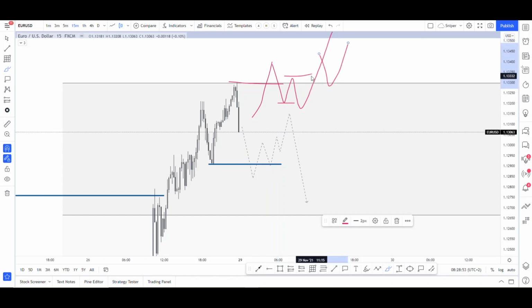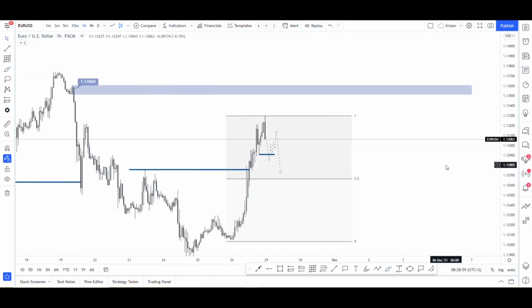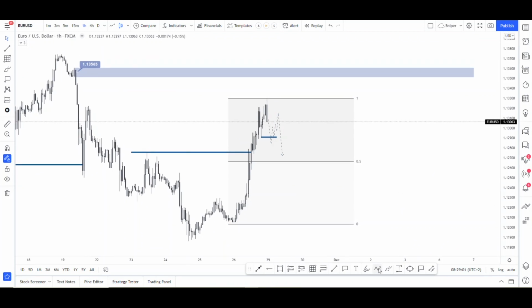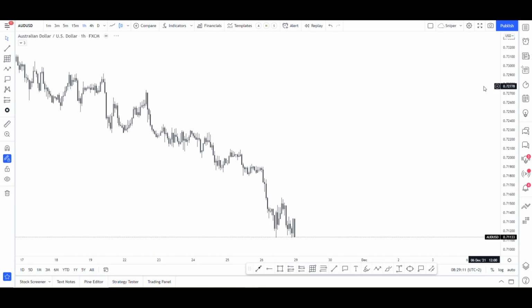So that is in short the general idea that we have for euro dollar, potentially looking for price to make that move towards the downside early on in the week, and then further on back towards the upside. So that's what I'm playing with and the idea that I have for euro dollar. So let's have a look at Aussie dollar.